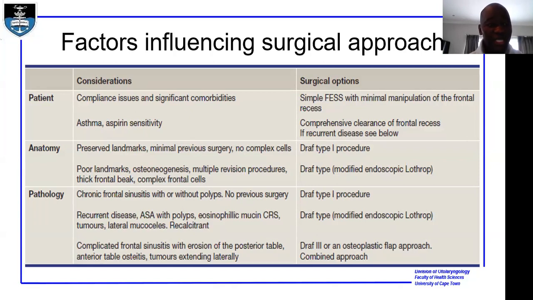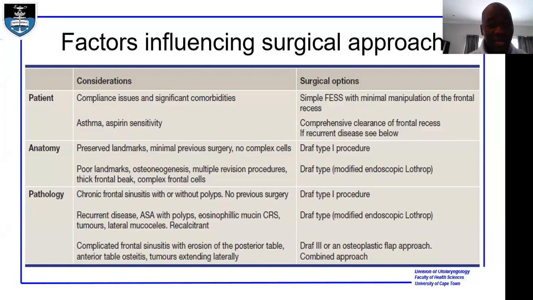You also look at the anatomy, whether the landmarks are preserved and whether they've had any previous surgery, or if they've had minimal previous surgery and there are no complex cells, then one can go ahead and do a Draf type 1 procedure. But if there are poor landmarks with osteogenesis and multiple revision procedures, a thick frontal beak and complex frontal cells, one is to be more aggressive and do a Draf type 3. I think it should be a Draf type 3, which is a modified endoscopic Lothrop.